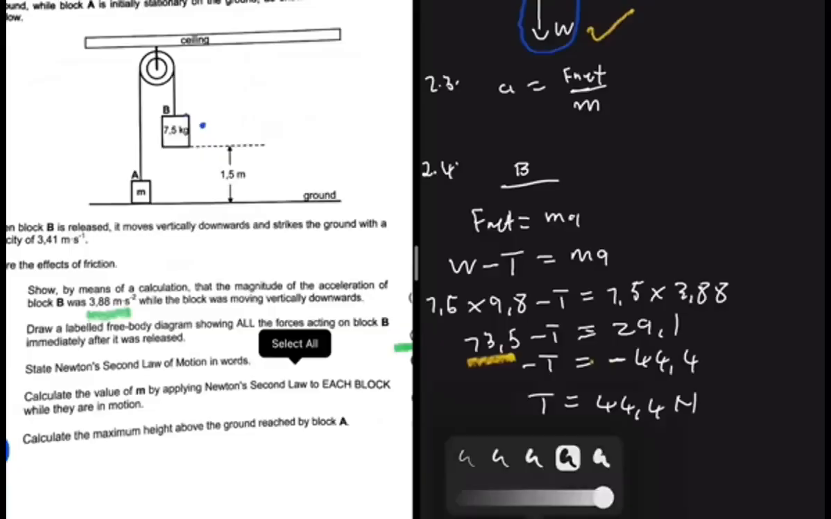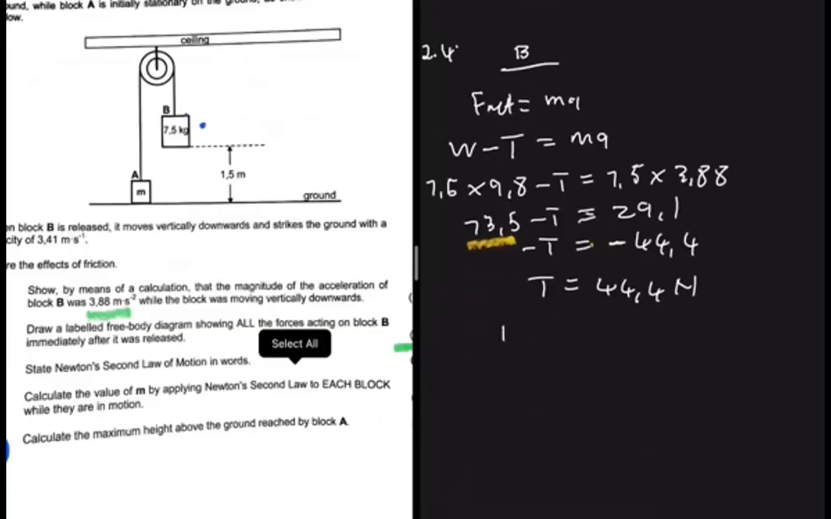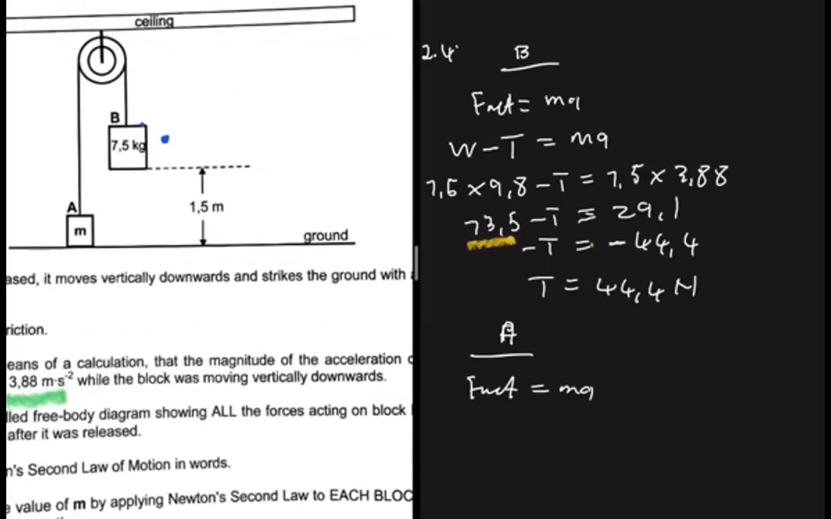So now we have to go to that object. So for object A, F net is still equal to ma, right? There's no other way. So let's have a free body diagram for object A so that we can see what is going on. For object A, the tension is pulling the object upwards, right? And the weight is opposing. So here we must have tension minus the weight, because now it is the tension that is pulling and the weight that is opposing, unlike in object B.